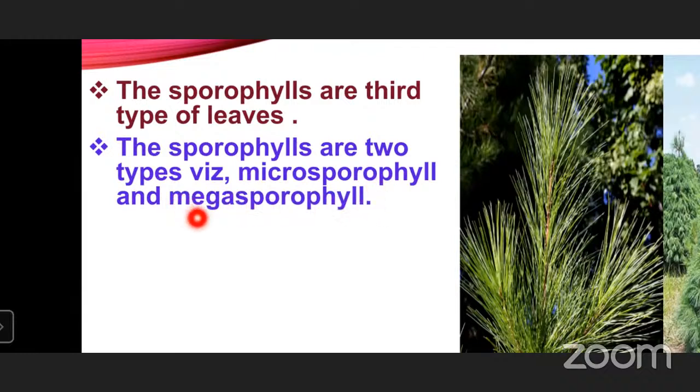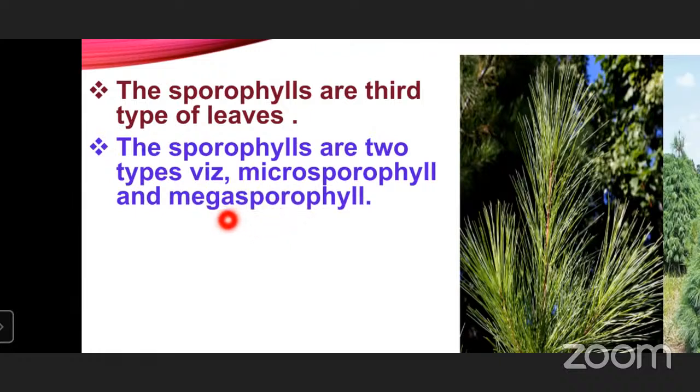Next, the second type of sporophyll is the megasporophyll. These megasporophylls aggregate together and are compactly arranged to form a female cone. The female cone consists of megasporophylls.